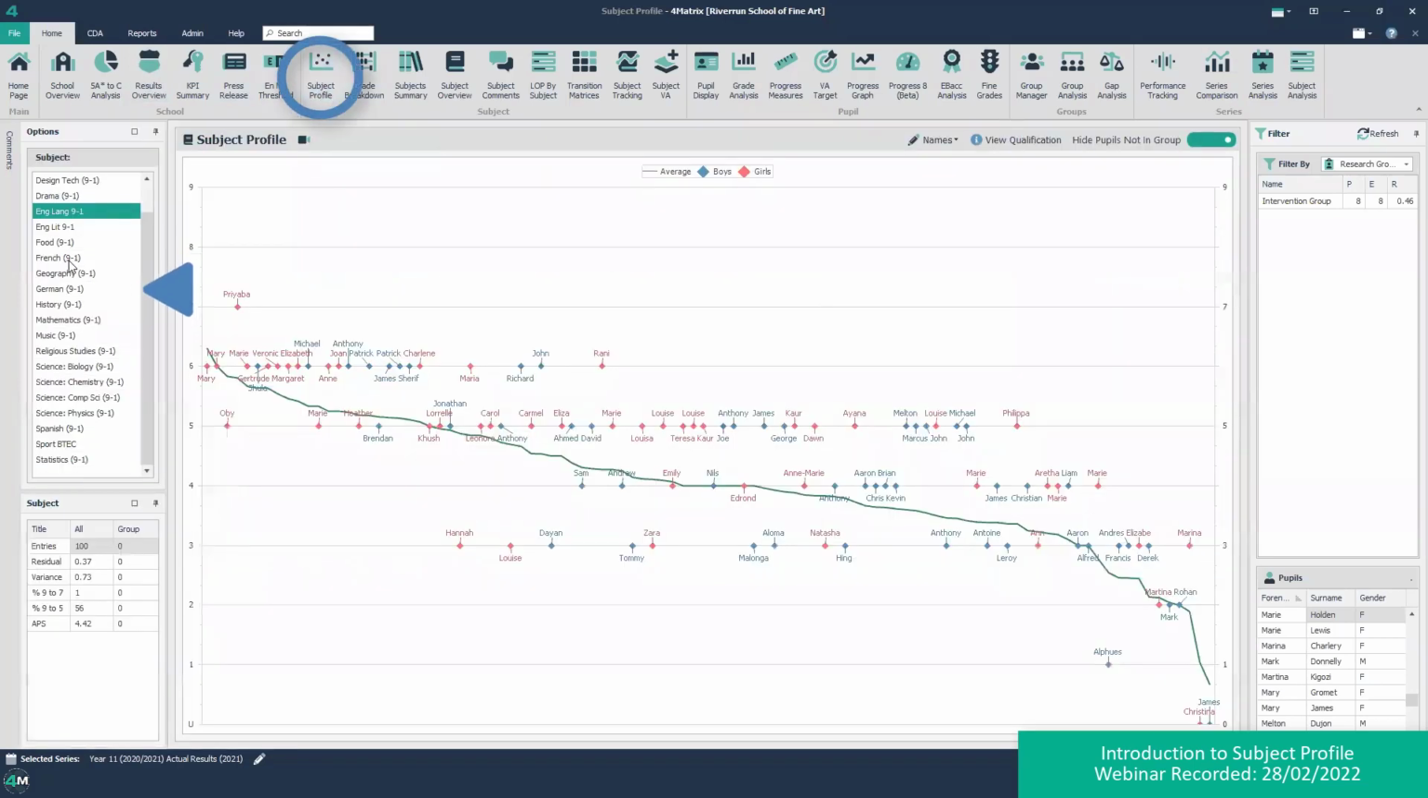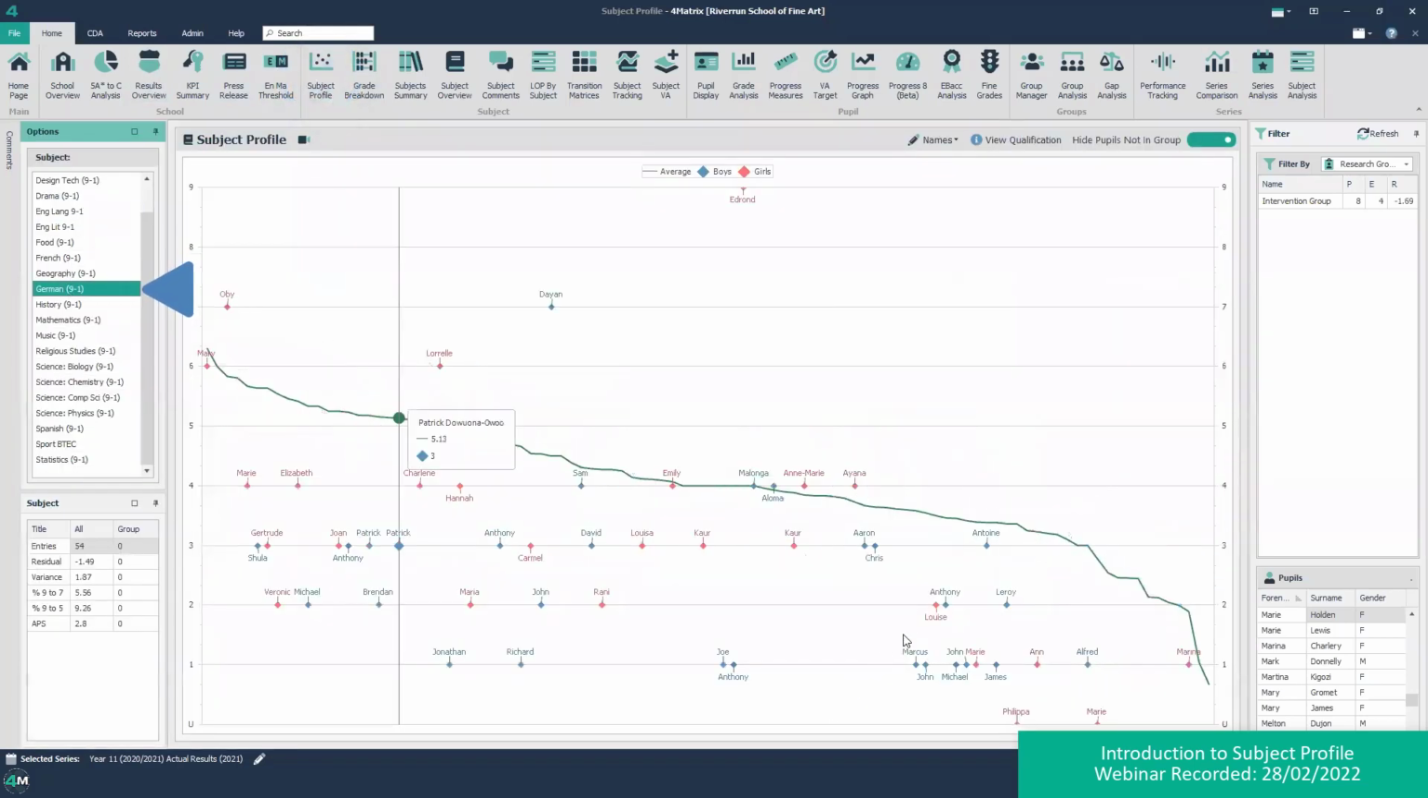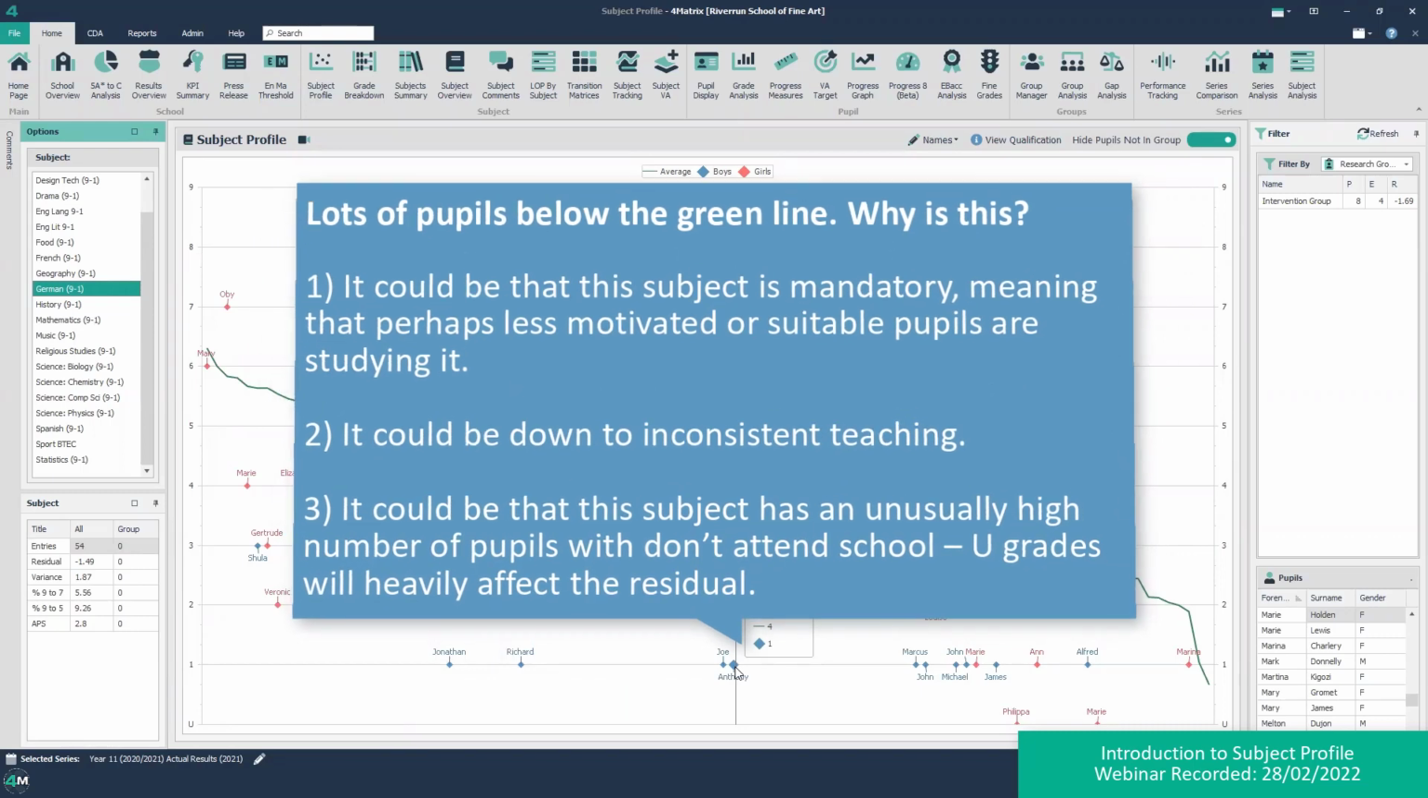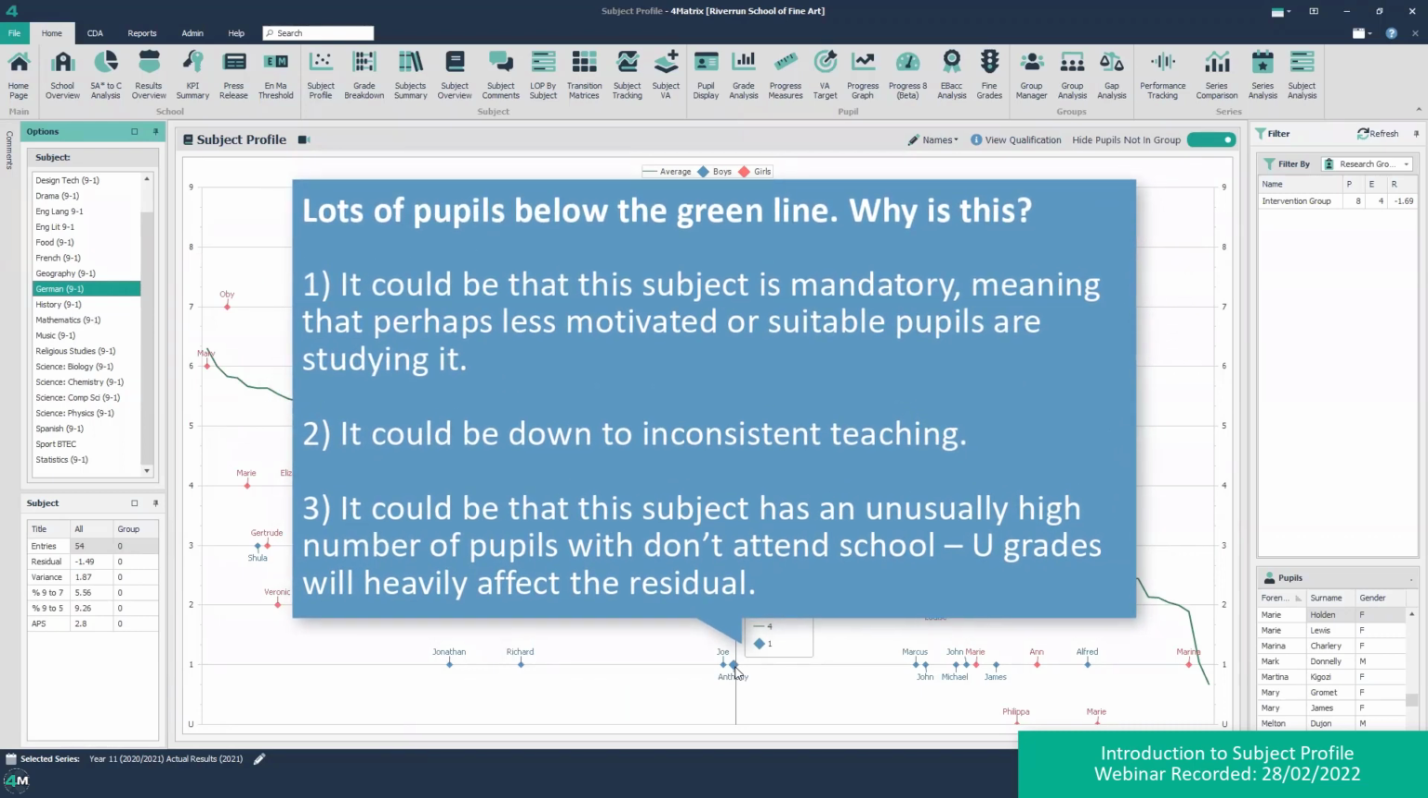So going back to the subject profile and selecting German, again, you can see here we've got a lot of pupils below that green line, and furthermore, a lot of pupils whose grade is considerably worse than their average grade. So you might ask the question of why that actually is. It could be that this particular subject is mandatory, meaning that perhaps less motivated or suitable pupils are studying it. It could be down to inconsistent teaching.